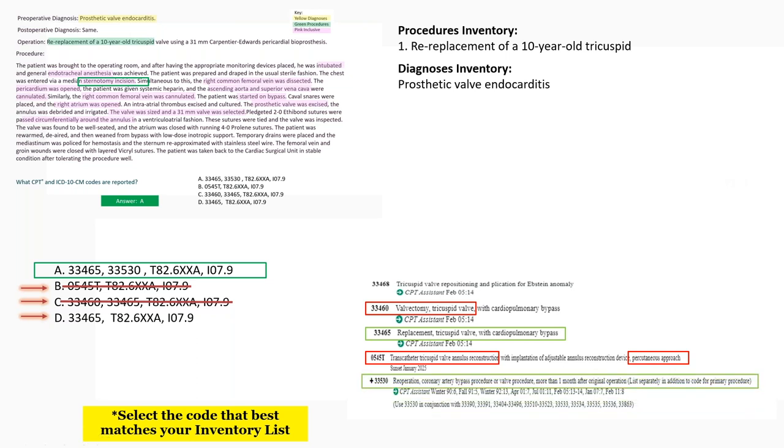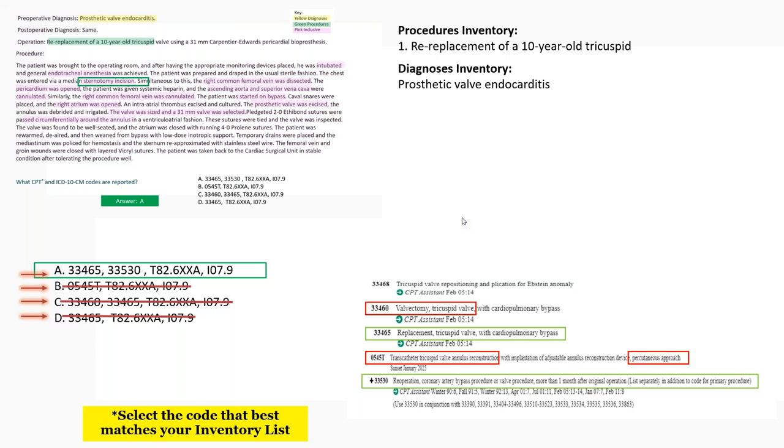It is coding for an additional add-on code which states that reoperation on coronary artery bypass procedures or valve procedures more than 1 month after the original operations. So how old is our tricuspid valve? Our tricuspid valve is 10 years old. You can see that in the procedure inventory. Yes, I see some aha moment out there. So these are priceless.